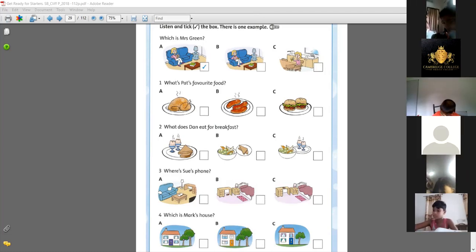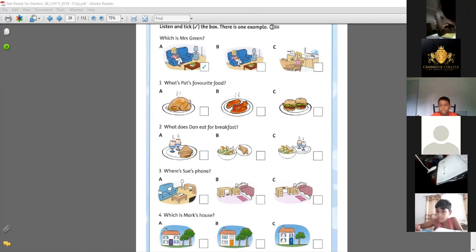Okay, now listen. Which is Mrs. Green? Can you see Mrs. Green?